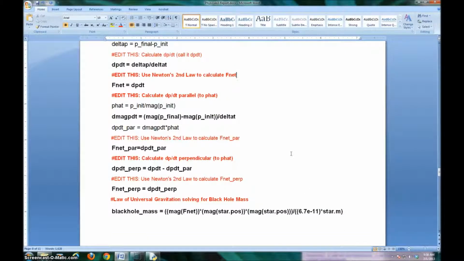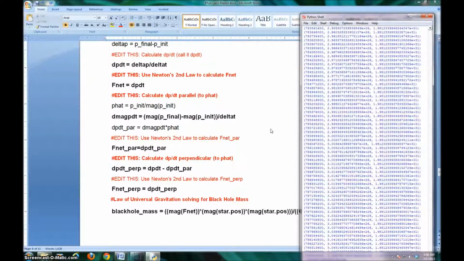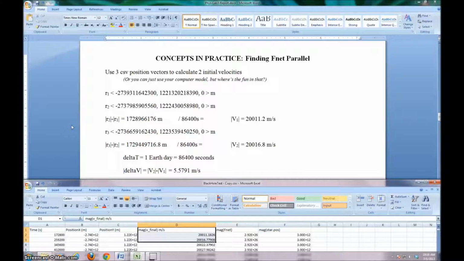Finally, we use the law of universal gravitation to solve for the mass of the black hole. You can see the results of these calculations in my output window here. We have the time, the magnitude of the net force, and a consistent mass of the black hole at 1.981 times 10 to the 31st kilograms. Let's find out about our forces using data from our CSV file.